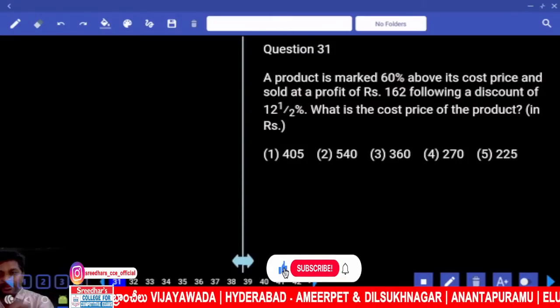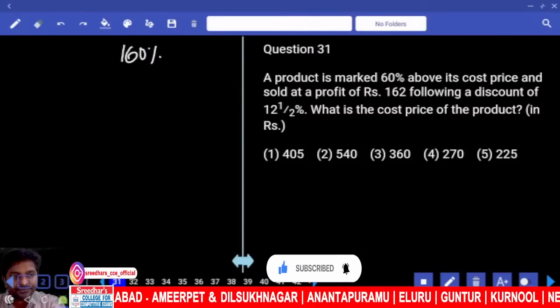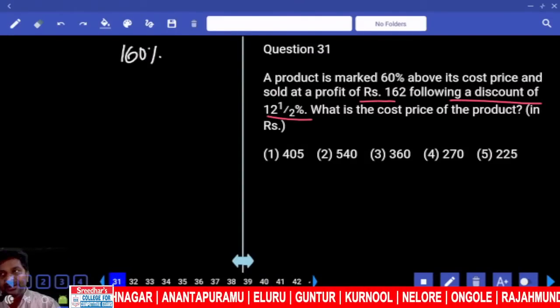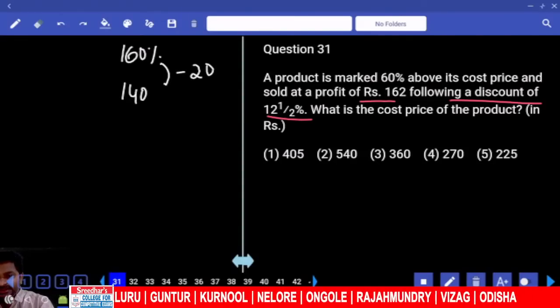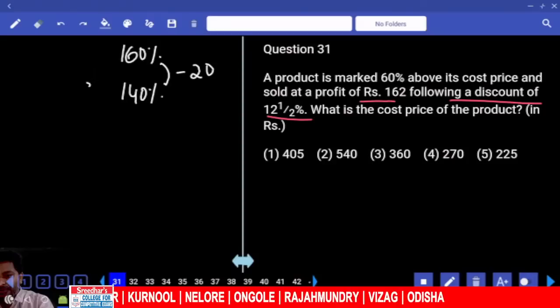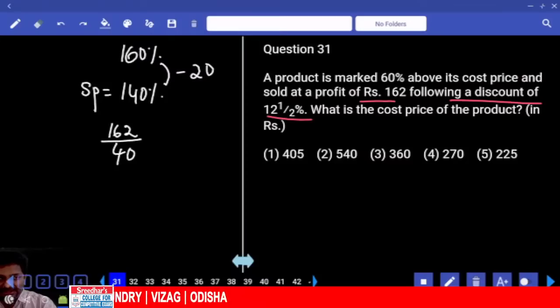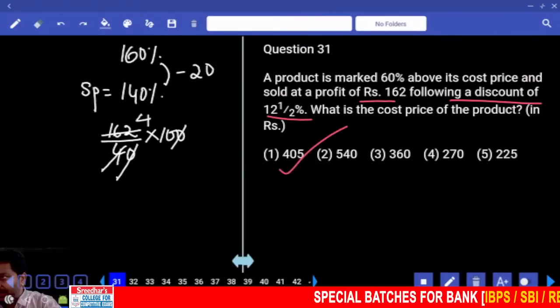Cost price. The market price is 160 and he sold at a profit of 162 rupees following a discount of 12.5%. 1/8 discount is given, which is 20. So we are selling it at 140. So how much profit percentage is there? 40%. Then 162 is equal to 40%. 1% is this much and cost price is into 100. The 0 gets cancelled. 4 times, there is only one option.